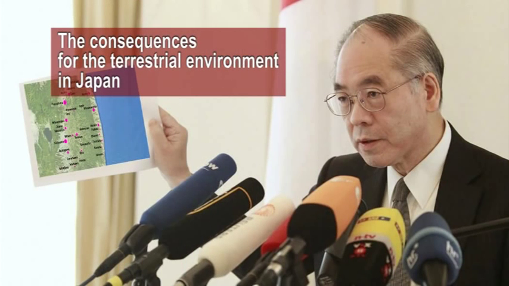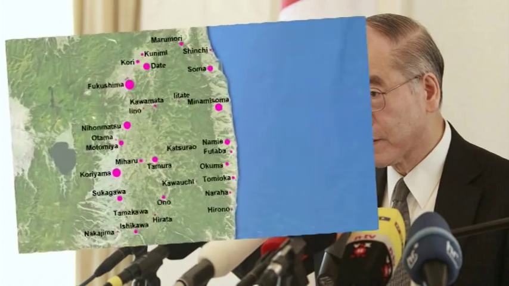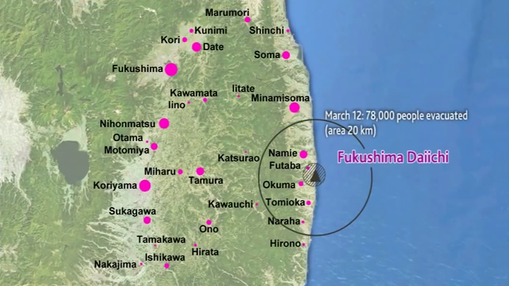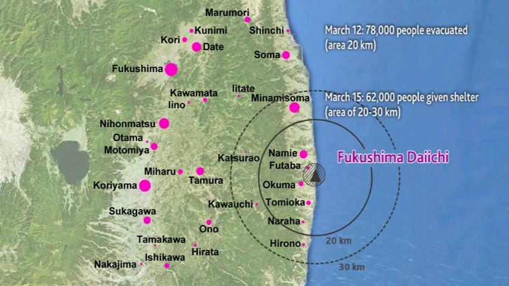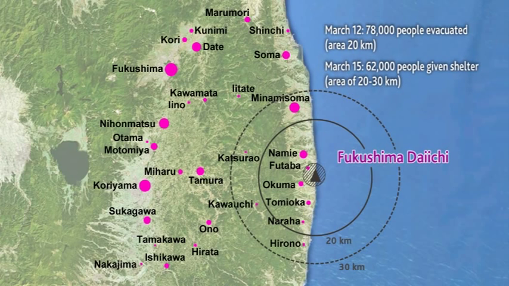The radioactive plume was the first concern of the authorities. After evacuating the population within 20 kilometers of the plant, the Japanese government asked people living in the area of 20 to 30 kilometers from the plant to seek shelter and to stay in their homes. Sheltering is often an effective way of reducing exposure during the early phase of an accident.